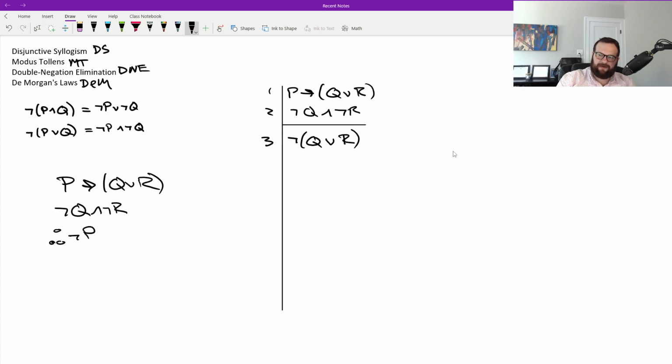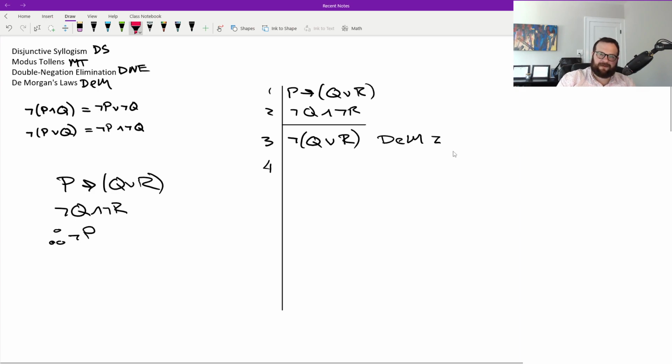So what did I do? I flipped the symbol, right? Up became down. And then I moved these negation symbols away from the sentence letters and outside of a parentheses. Okay? And all I say is De Morgan's, D-E-M, and the line I transformed. That's it. Okay, but I'm trying to get not P. That's not getting me there immediately.